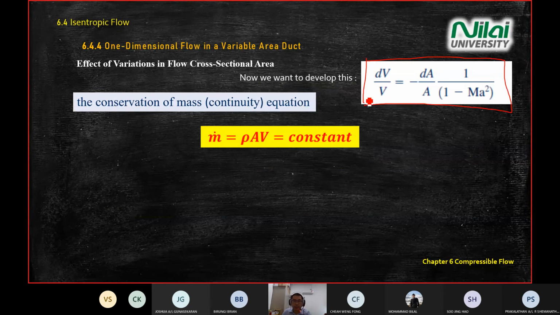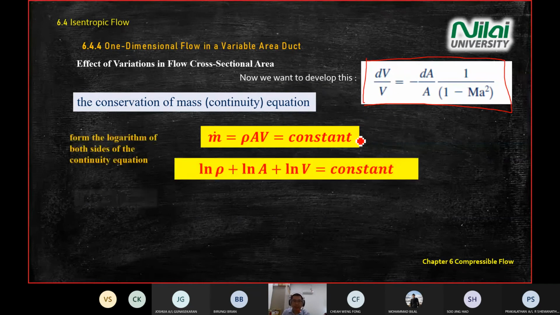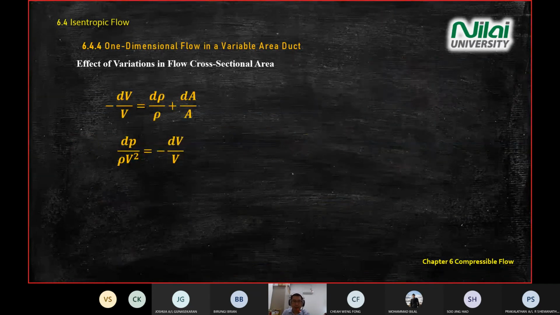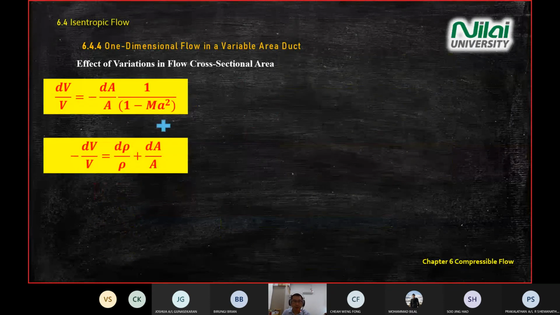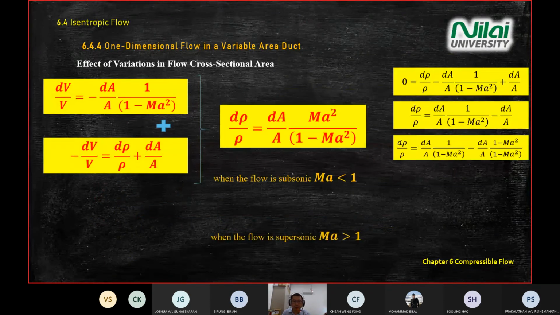Okay, the rest is just a derivation of this equation. So I'm not going to go through the derivation steps. You go and read through my slides. They are very clearly stated in my slides. Okay, read through. You see the derivation.